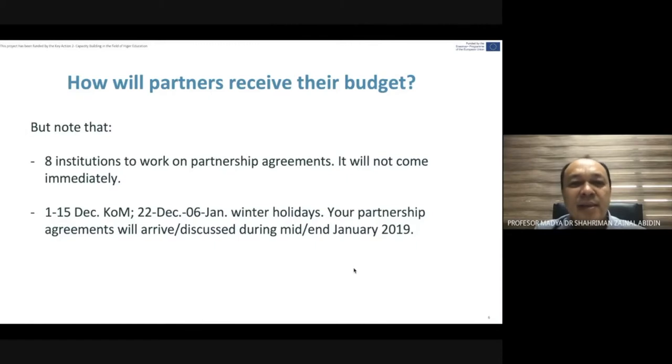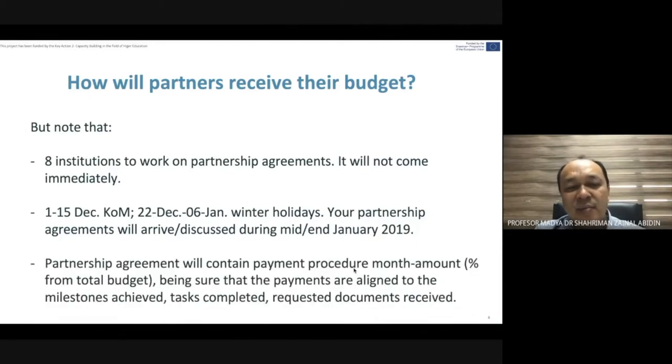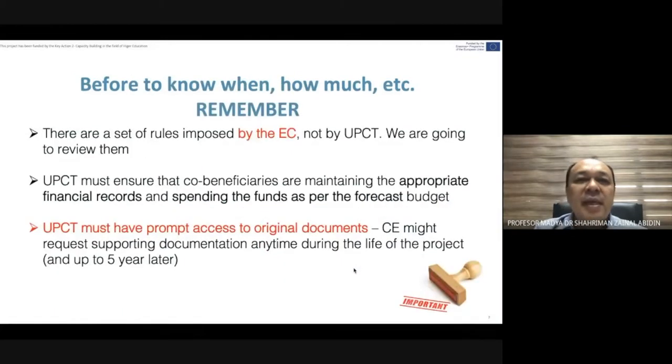And then we need to be aware that there are winter holidays, not all days are working days. The partnership agreement contains the payment procedure and monthly amount for the budget. Be sure that payments are aligned to milestones, achievements, tasks completed, and requested documents received. Before that, to know when and how much, we need to know that there is a set of rules imposed by the EC. We must follow the European Commission's rules, not the European University's.